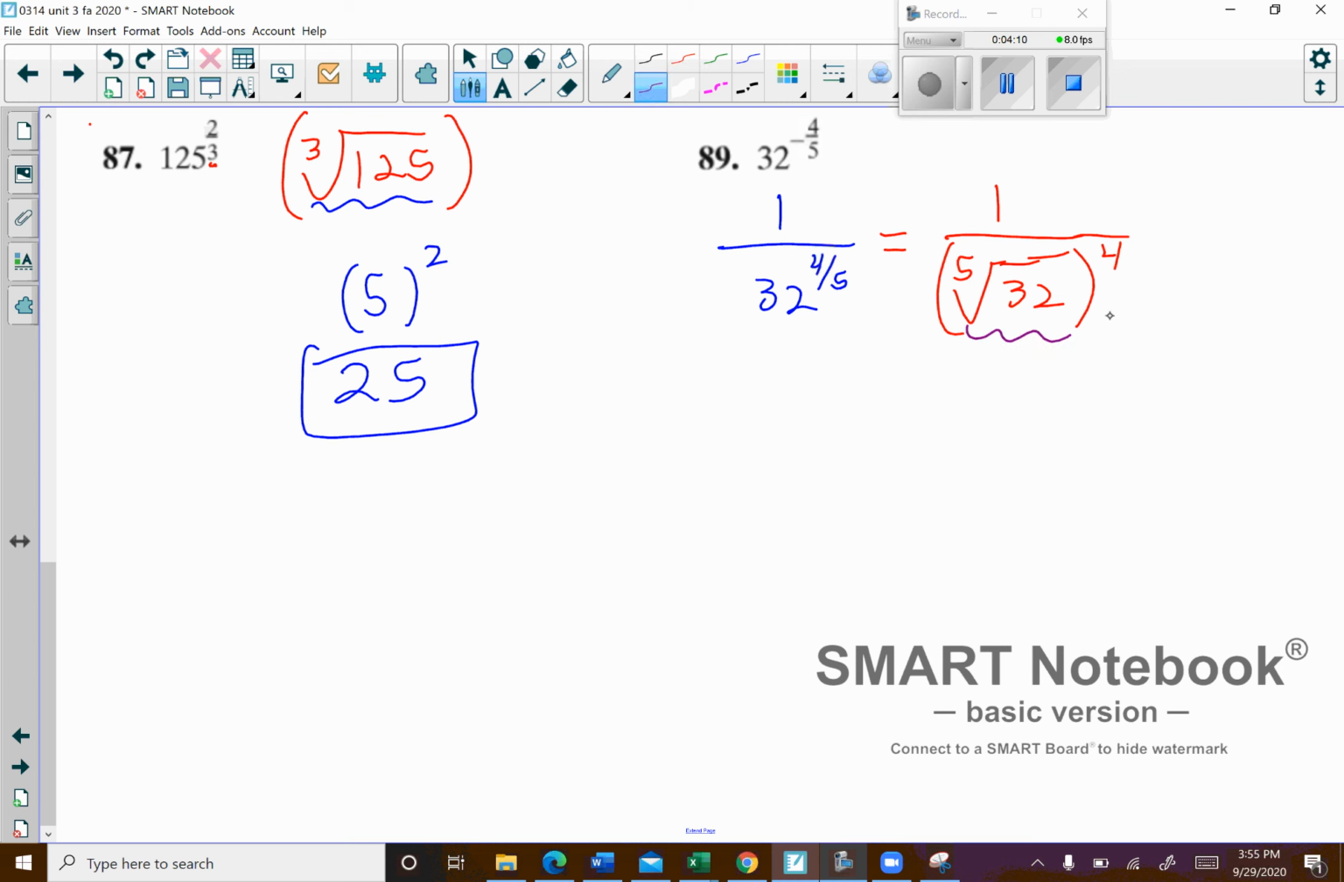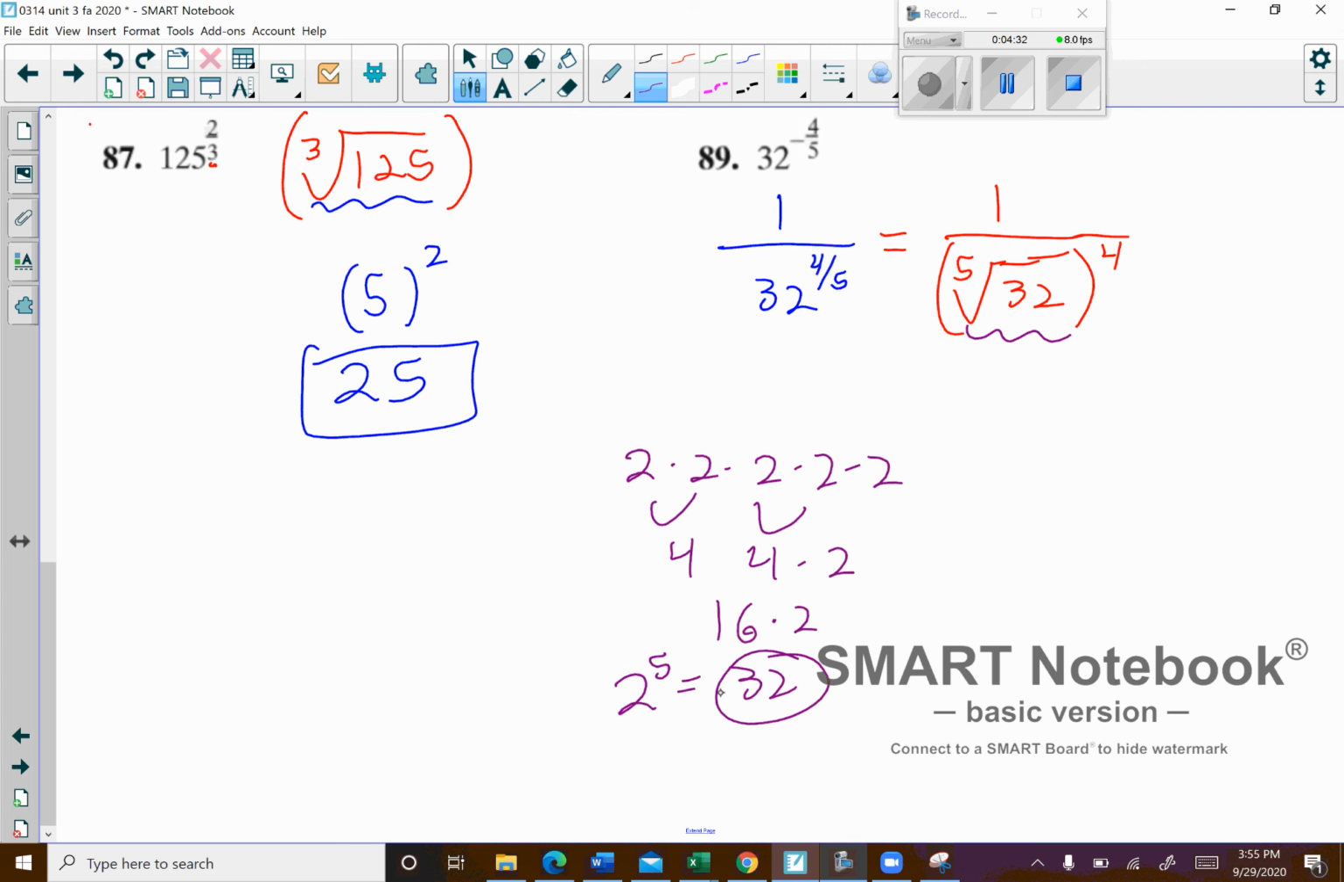So I know that this is going to come out to a nice number, and it's going to be a 2, and I'll show you why. 2 times 2 times 2 times 2 times 2. If you multiply that together, 4, 4, and then you have a 2. 4 times 4 is 16. 16 times 2 is 32. So basically that's telling me that 32 is the same thing as 2 to the power of 5, okay? And so when I take the fifth root of this, it's going to nullify the power of 5, and I'm just going to be left with a 2. So I get 1 over 2, and I do have that power of 4 left. So I do need to raise this to the power of 4.